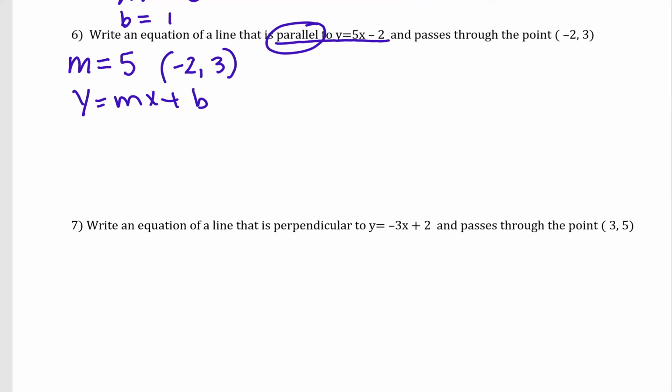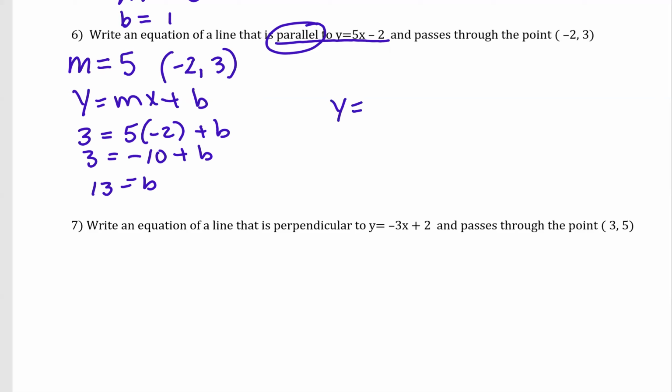Again, you have y, which is 3, m, 5, and x is -2. Substitute those values in and solve for b. Now that you have the y-intercept, you can write the equation of the line because you have the slope and the y-intercept.